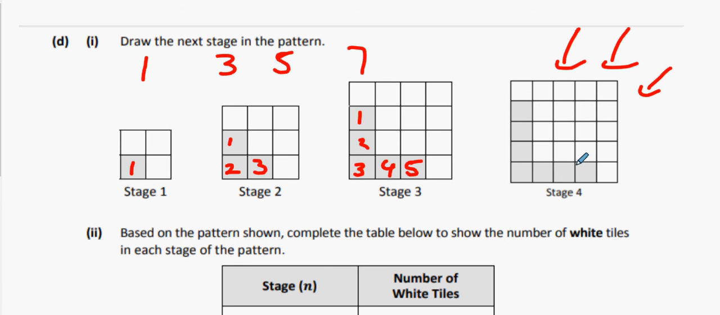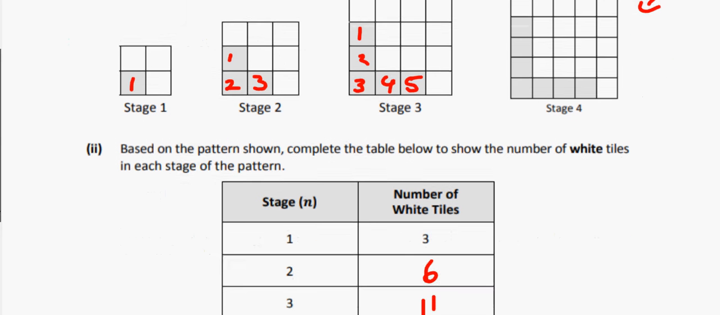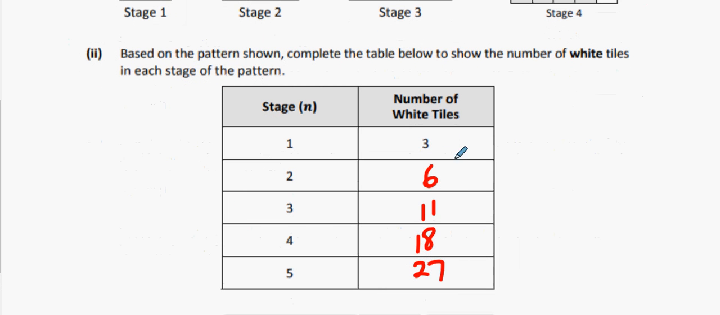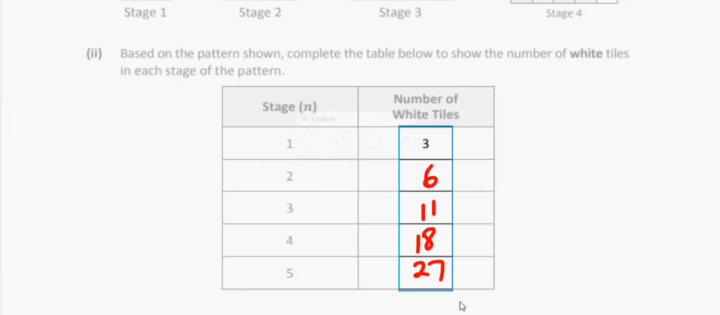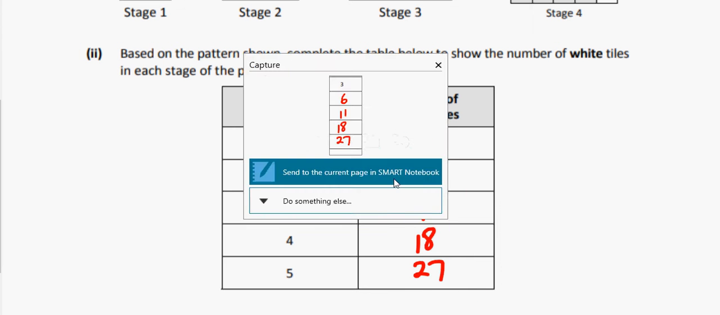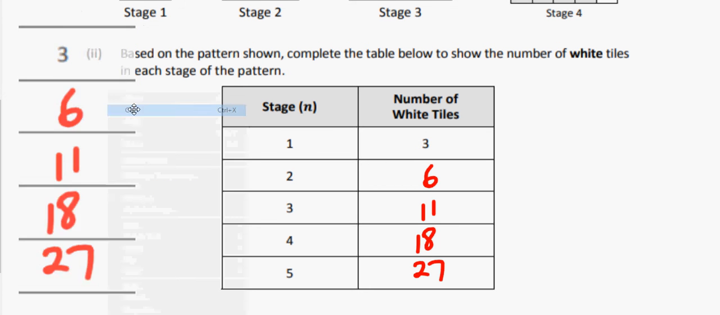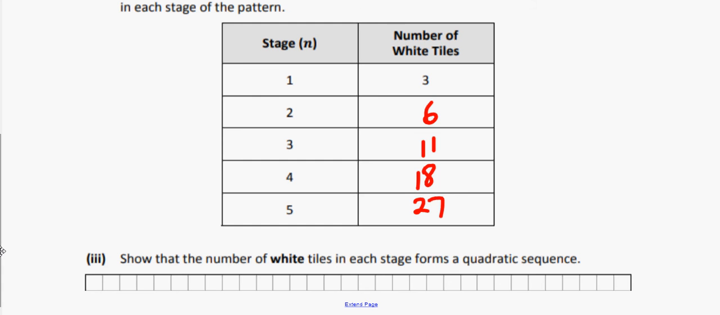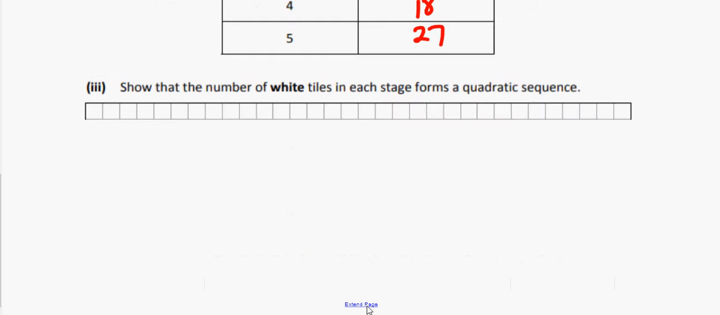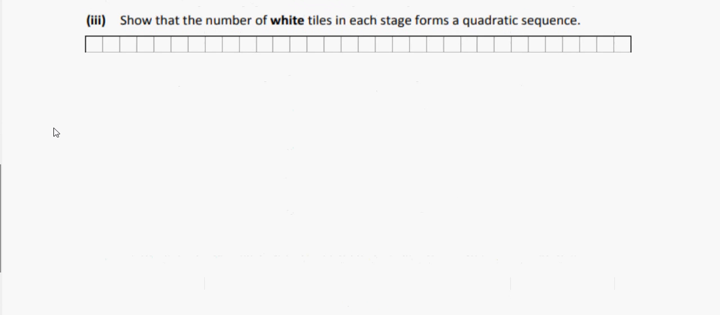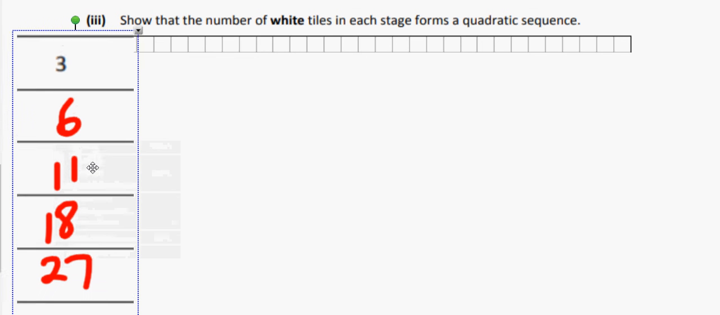Now, we're not counting grey tiles, we're counting white tiles. So the white tiles are 3, 6, 11, 18, and 27 when you count them. Okay? Now, what you might be asked next is, you're probably asked to prove it's a quadratic pattern. Show that the white tiles forms a quadratic sequence. How do I prove that? Anybody tell me?